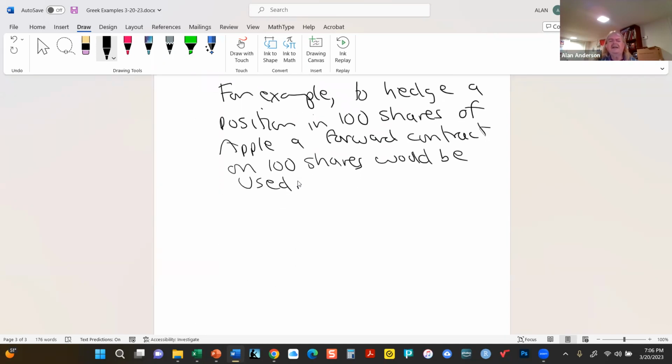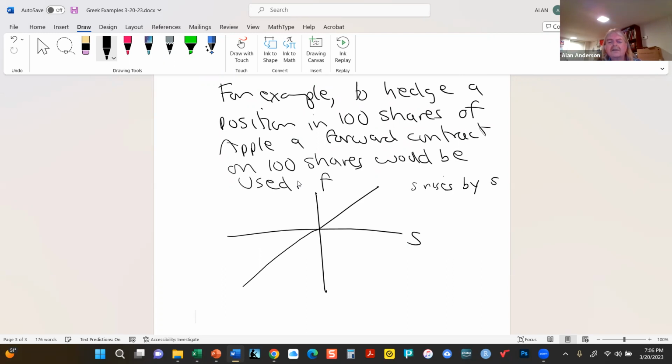Now, we can draw another picture to show why that is. When S rises by $1, the value of the forward contract rises by $1 and vice versa. So yeah, the forward contract is a very simple instrument. So its delta, like the underlying asset, is also 1-to-1, or just 1.